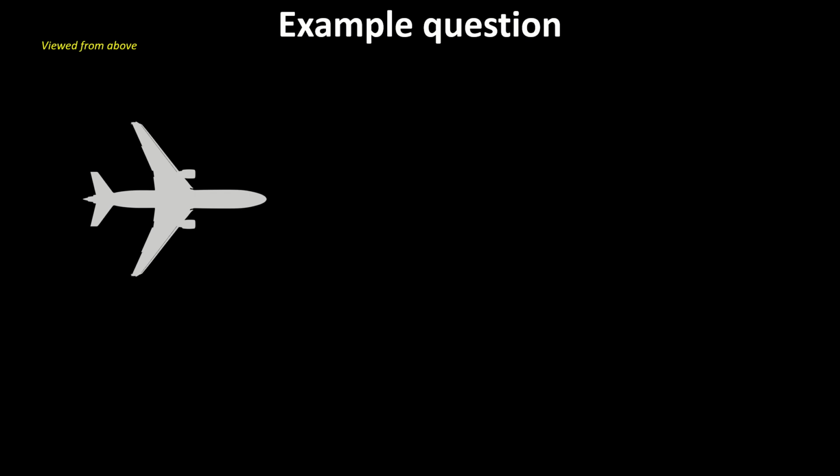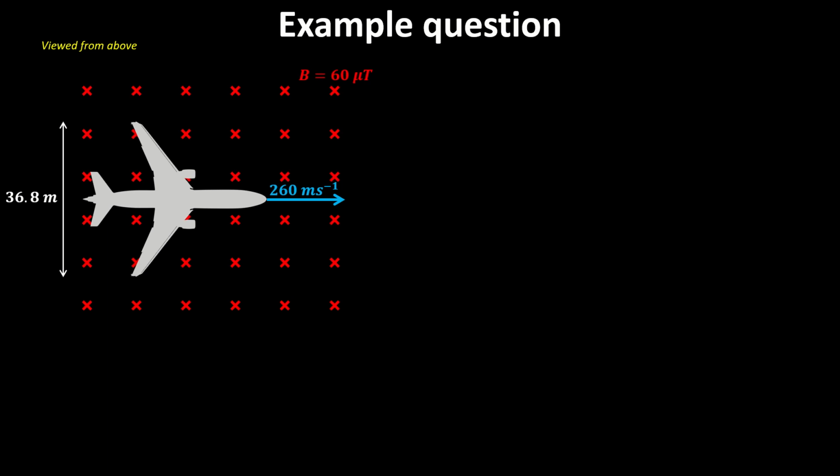So here's an example of some sort of question. I'm going to use the context of a plane. So this is a plane. We're viewing this from above. This particular plane has a wingspan of 36.8 meters and is traveling at a velocity of 260 meters per second. And it's flying through a magnetic field like this, with a strength of 60 microtesla.